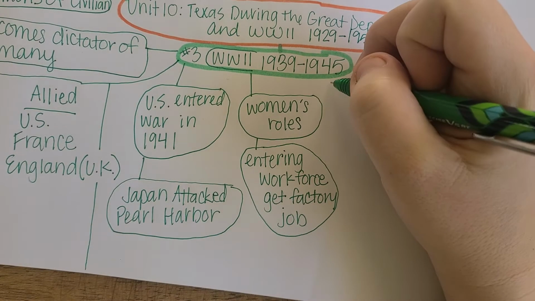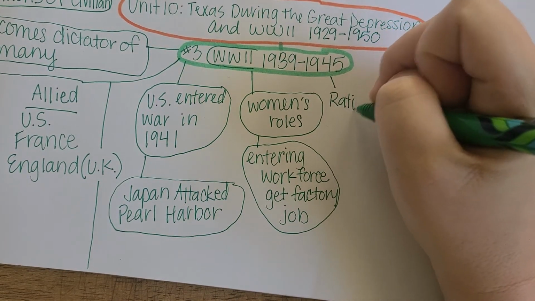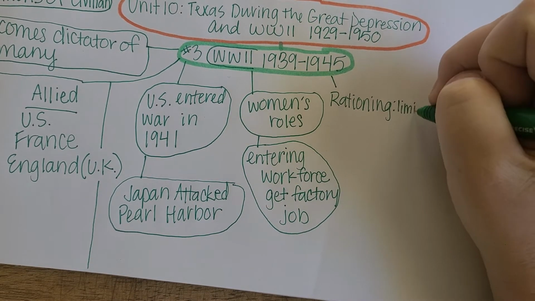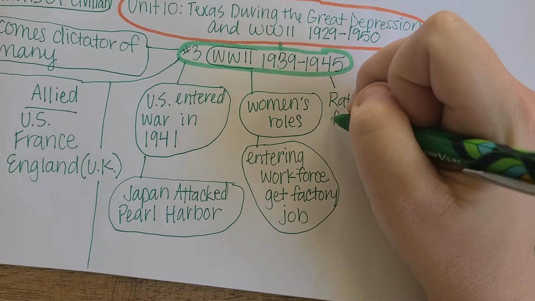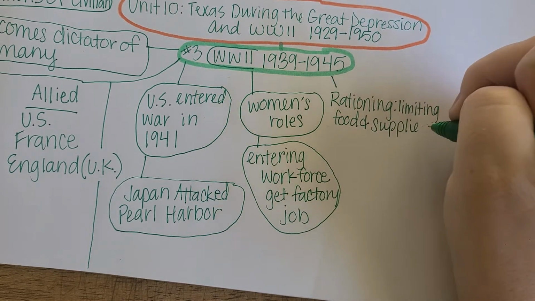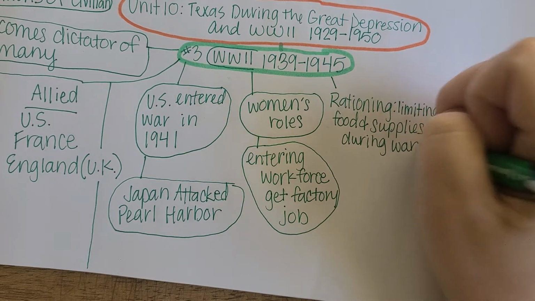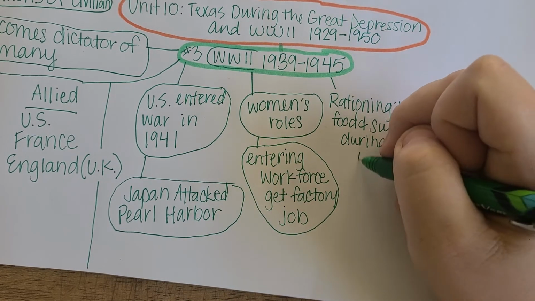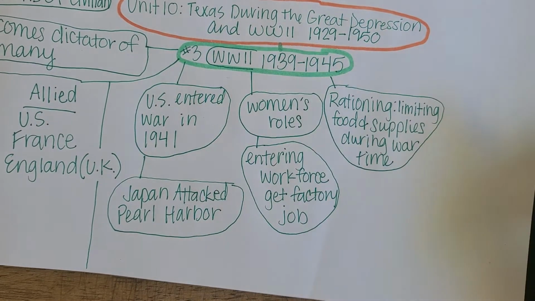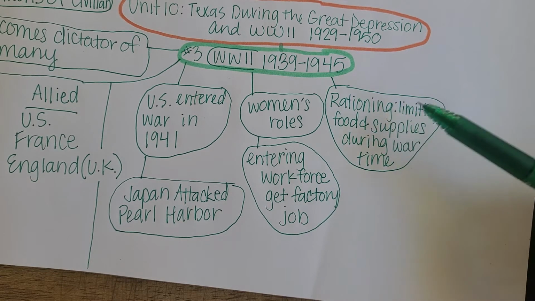Okay, also on the home front, or in the United States, we have rationing. Rationing means that we are limiting food and supplies during wartime. So that happens in both World War I and World War II. Okay, so that is a question on your test. It's like, which one of these terms means limiting food supplies during wartime? And the correct answer is rationing.